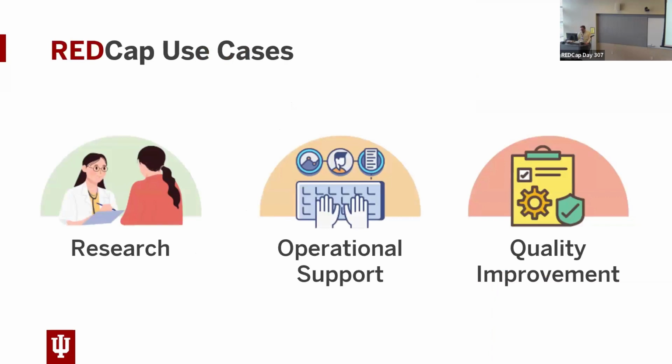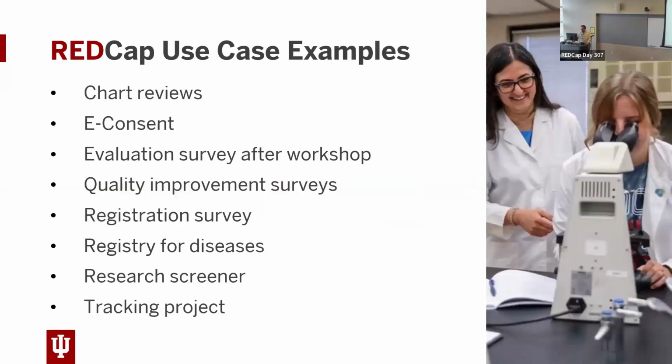REDCap has a number of different use cases. It was developed for research initially, but it can be used for operational support, quality improvement. Those are sort of the 3 main baskets of different types of projects. In principle, it could be used even for other things like that, but it's definitely able to support those three areas pretty broadly defined. These are some more specific examples of those types of use cases. All of these are in use here at IU REDCap, and of course there's many others.